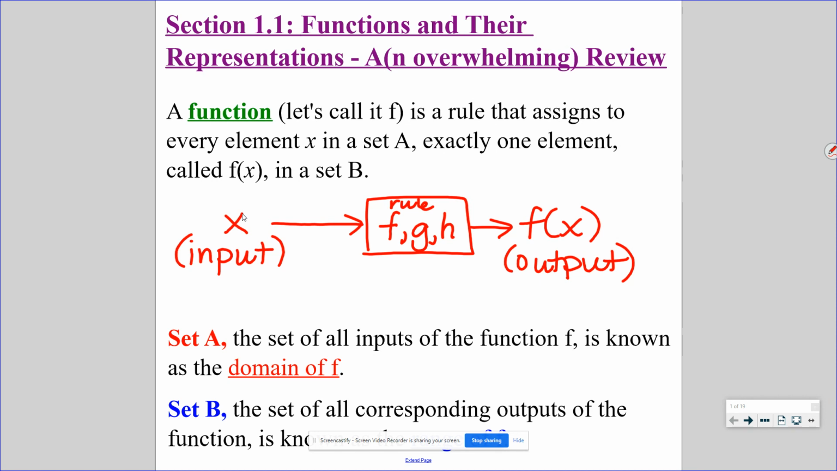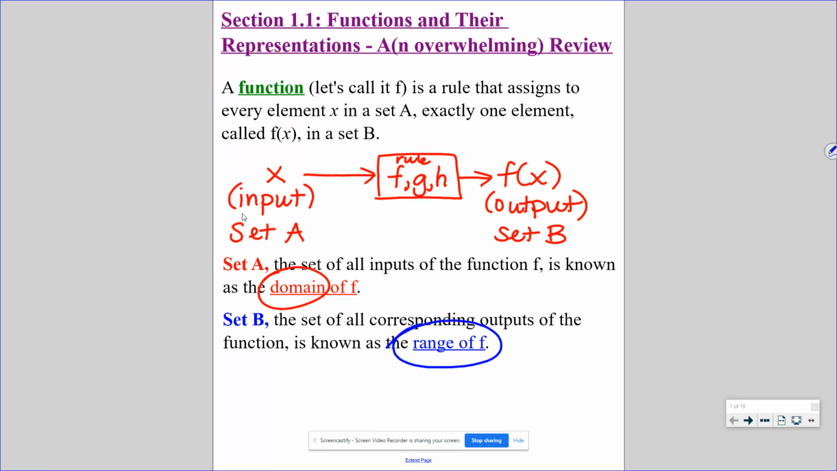Okay, so that's the middle school definition of a function. The calculus definition of a function is listed on here. A rule that assigns to every element x in a set A. So we would be calling this set A, all the x's. Exactly one element comes out called f of x, as in a set B. Okay, so set A is basically your x's, which we call the domain, and set B is going to be your y values, which we call the range.